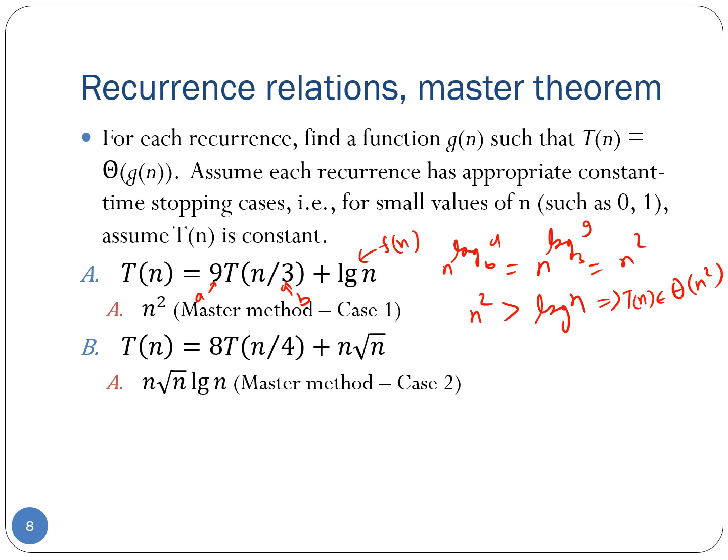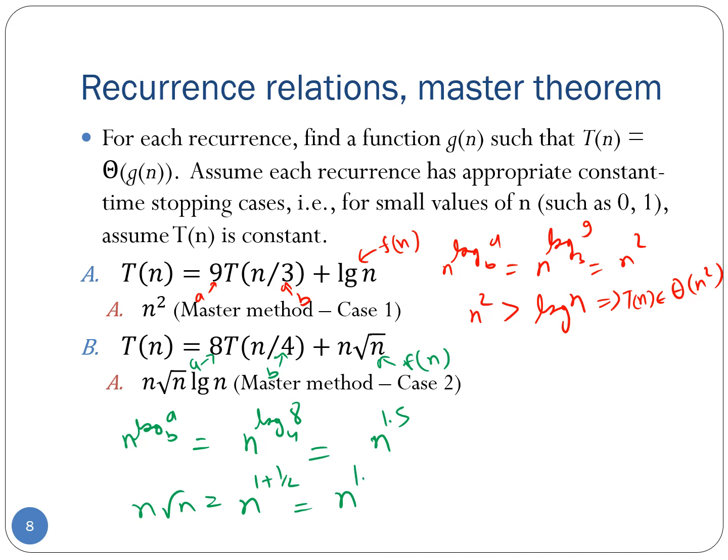In the second question, a is 8, b is 4, and f of n is actually n square root n. So here n to the power log base b of a is basically n to the power log base 4 of 8, which is actually 1.5, right? So log to base 4 of 8 is 1.5, so this is basically n to the power 1.5. Now notice that this n root n is the same as n to the power 1 plus half, so this is also actually n to the power 1.5.